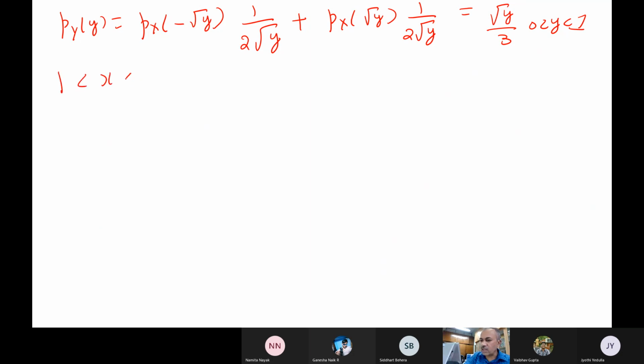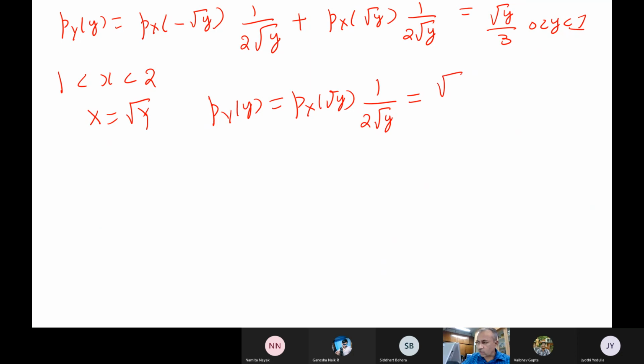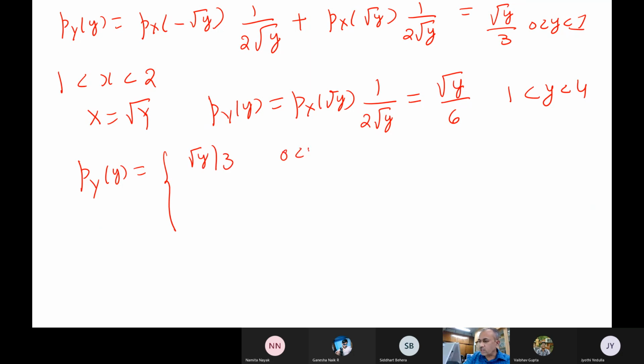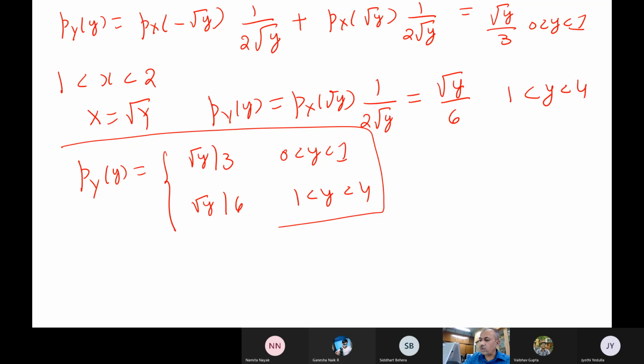Now when 1 is less than X less than 2, there is no issue. X is root of Y only, because there is no root on the other side. So my P_Y of Y will be P_X of root of Y and then the modulus of V dash, so 2 root of Y. This turns out to be root of Y by 6, and Y less than 4, because Y is X square. So my probability density function of Y can be written like this: root of Y by 3 when 0 less than Y less than 1, and root of Y by 6 when 1 less than Y less than 4. So this is our probability density.